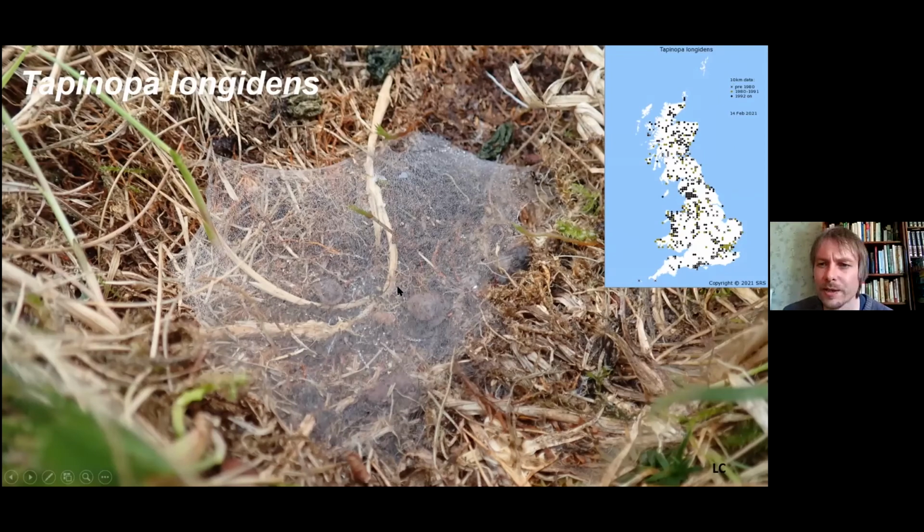Tapinopa longidens. This is another of those winter things that are easier to find in winter than summer. And the egg sacs are nice because they're actually shaped like a fried egg, an upside-down fried egg. And they're either attached to the stone or they're attached to the actual sheet web. And a really characteristic dense web under stones that you can find.